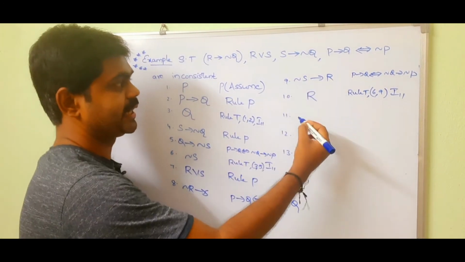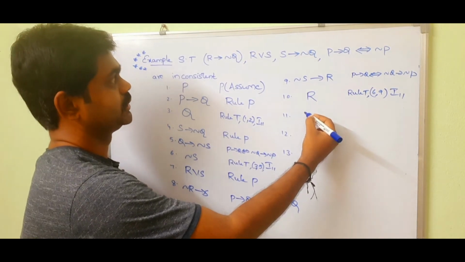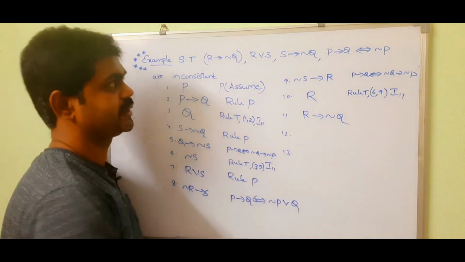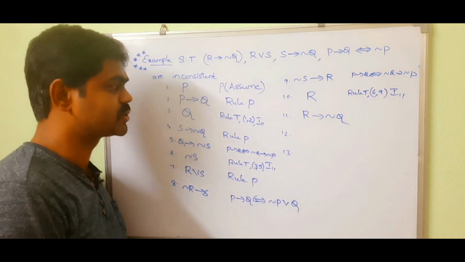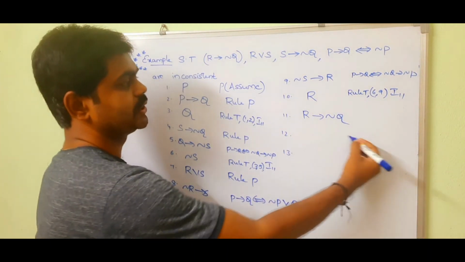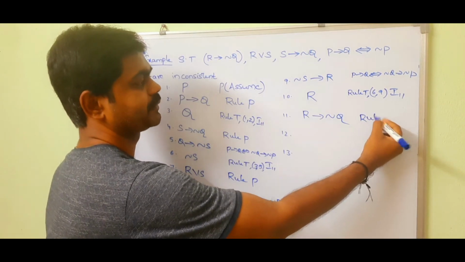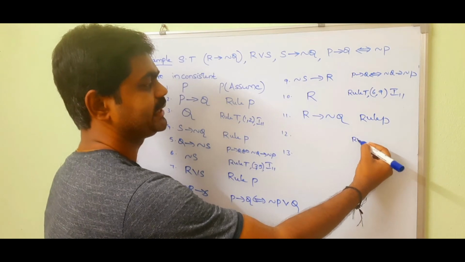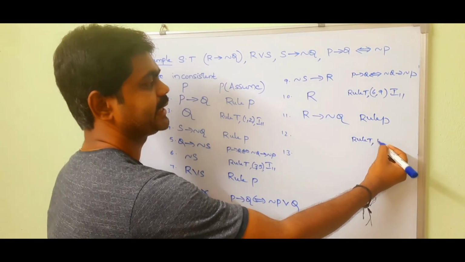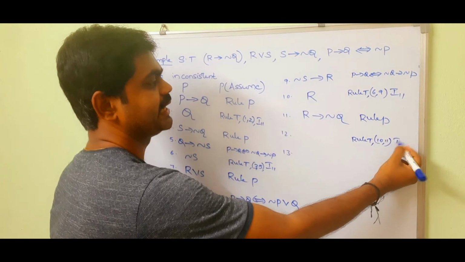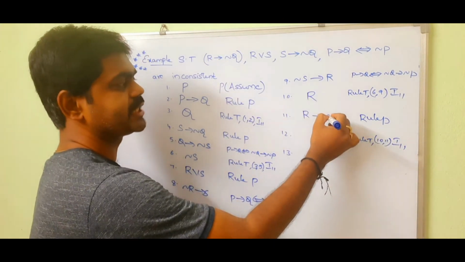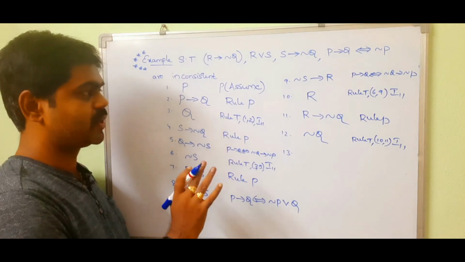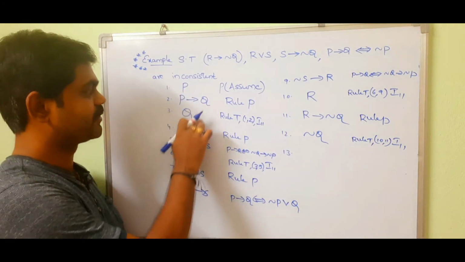And here we have R tends to negation Q. Okay, so R tends to negation Q. So this is rule P. Okay, so why? Because we have it in the premises, right? Now rule T, comma 10, comma 11 and I11. So R tends to negation Q. We get negation Q. Okay, so now here in 3 we have Q.